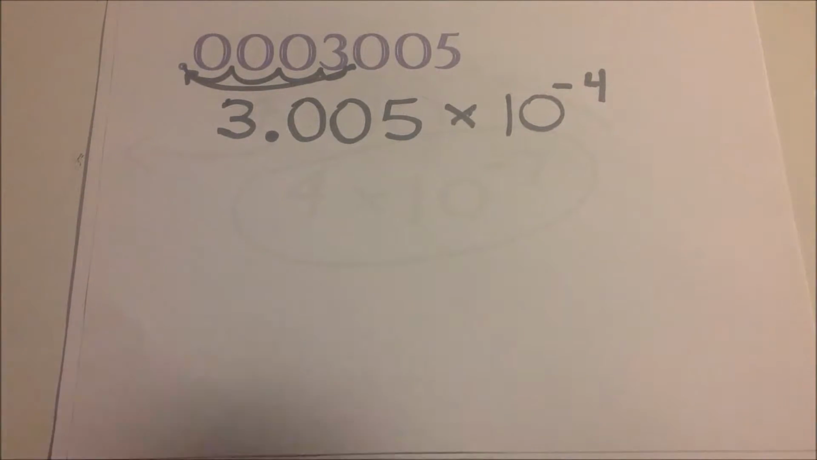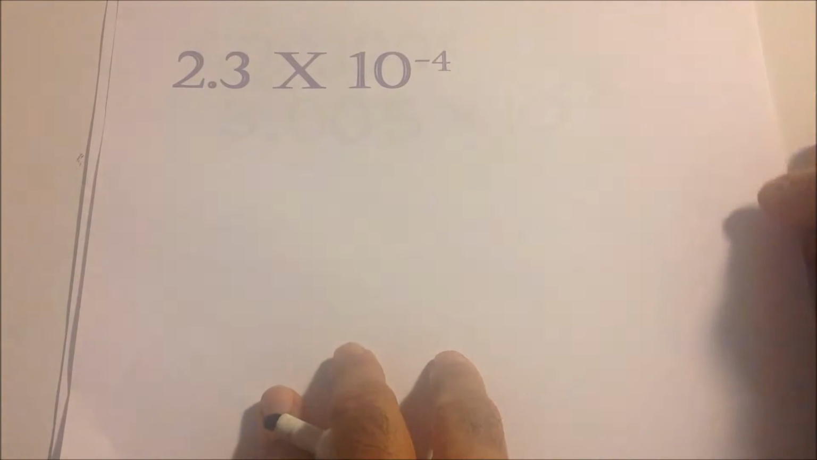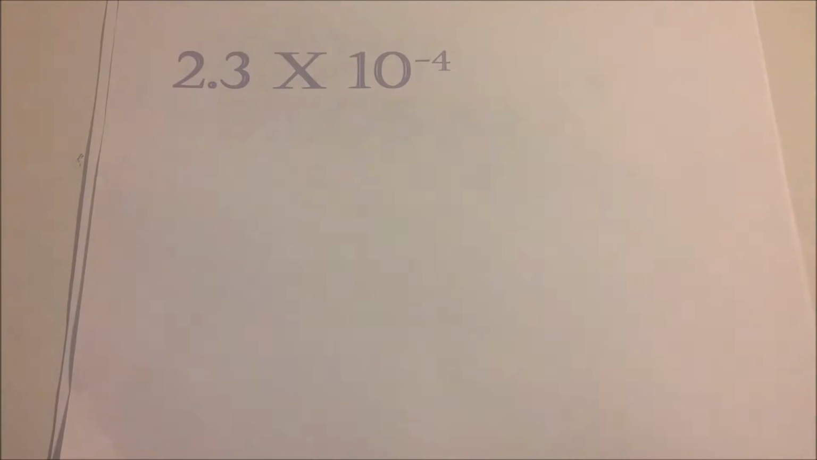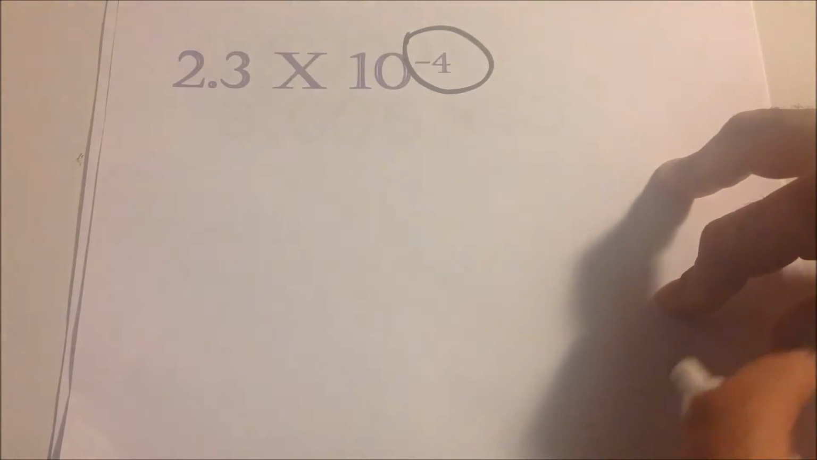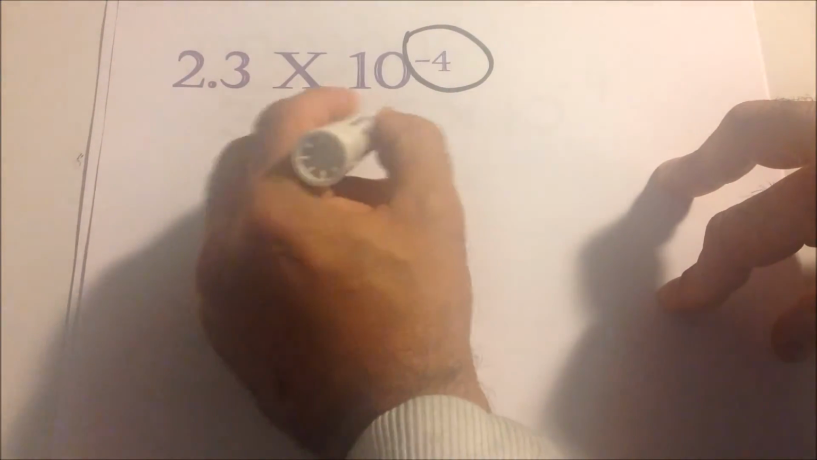So here's one that's already in scientific notation. How would you put it in standard form? Again, the exponent tells you all you need to do. The exponent right here is telling you to move it to the left 4 times. Remember, it's a negative 4. So let's write it over here.